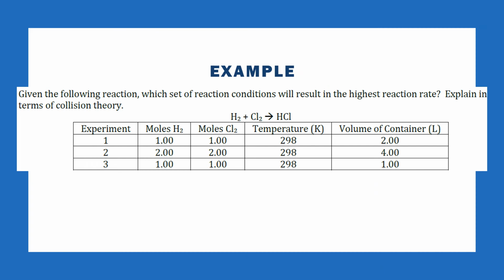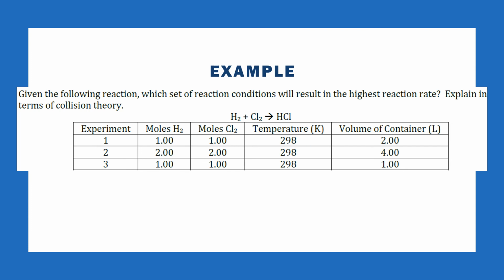Okay, so it says, given the following reaction, which set of reaction conditions will result in the highest reaction rate, and explain in terms of collision theory. So let's look at each one separately. Actually, let's compare experiments 1 and 2. Experiments 1 and 2 have greater moles, but also a greater volume. So the concentration isn't changing for either reactant because the moles are doubling and the volume's doubling. So the molarity, the moles per liter, stays the same. So you're not going to see any difference between 1 and 2, especially because it's at the same temperature.